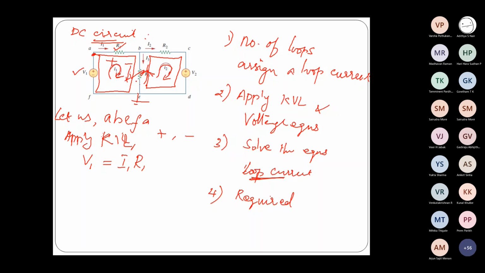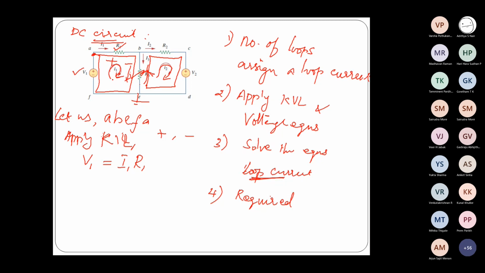So the current flowing through this element is going to be the summation. But when you look at the direction, I1 and I2 are in different directions. So the current flowing through R3 is going to be the difference between those two currents. Now, whether it is I1 minus I2 or I2 minus I1, that is also important, right?